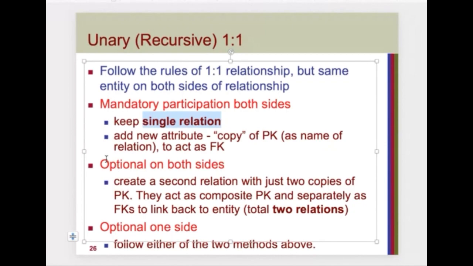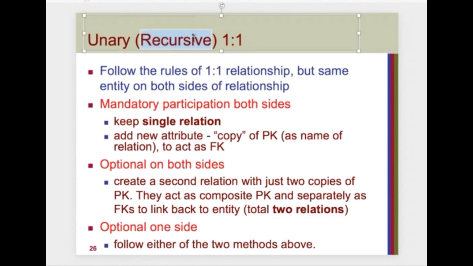Second case, we have both sides optional. If we have both sides optional, then we create two relations. Once again, in this case, we add the primary key of the parent into the child. But here in a recursive relationship, we know that there is only one relation, only one table. So we copy the primary key once again into the same table. You will understand it with the help of an example.